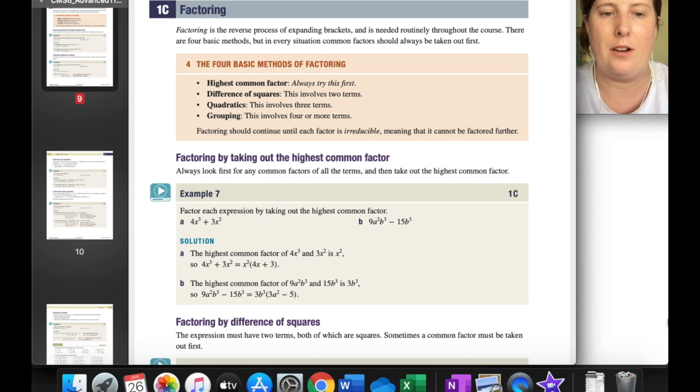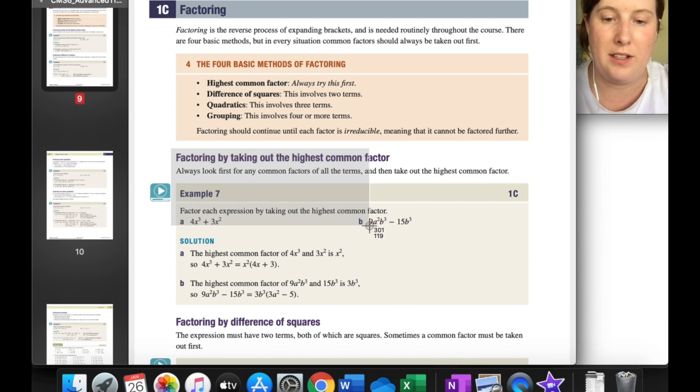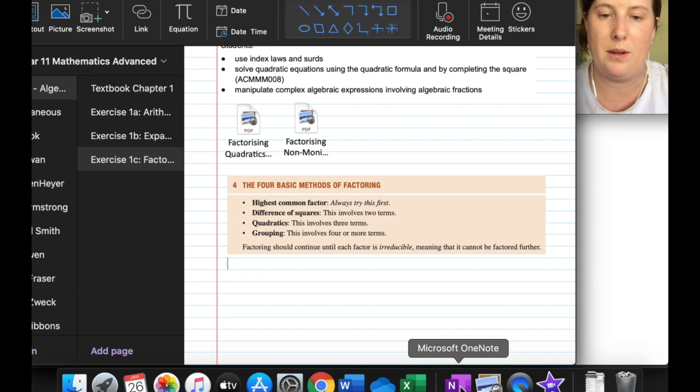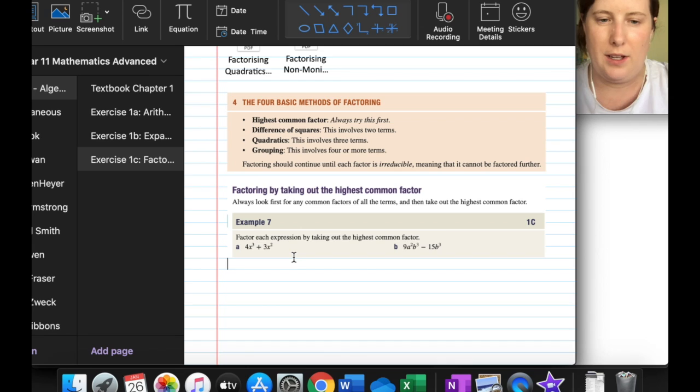And grouping. And grouping is a very handy thing to do because it makes some things that look impossible possible. So today's exercise is going to be split up into 4 different videos. Let's have a look at factorizing by taking out the highest common factor, which is the first thing that you should always try and do. It often makes harder stuff much easier. So let's have a look.